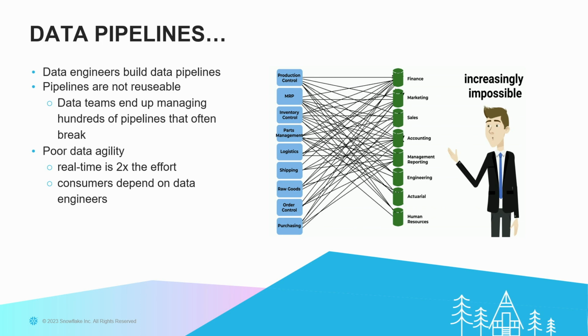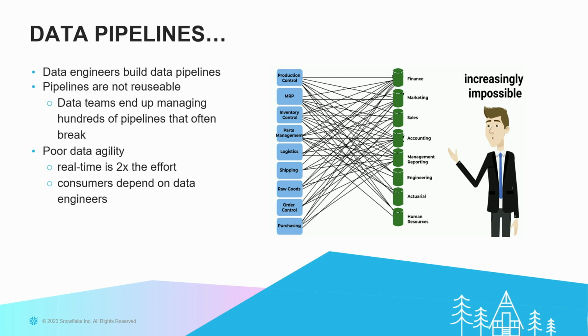They're often not reusable. For example, if marketing wants inventory data and accounting wants inventory data, you often have to build two different data pipelines to satisfy the needs of different customers. So this inevitably leads to data teams managing hundreds of pipelines that are fragile and often break. And that leads to poor data agility. If your data engineers are spending their time fixing broken pipelines, they're not spending the time adding value to the company by building new data pipelines to ingest new data sources.